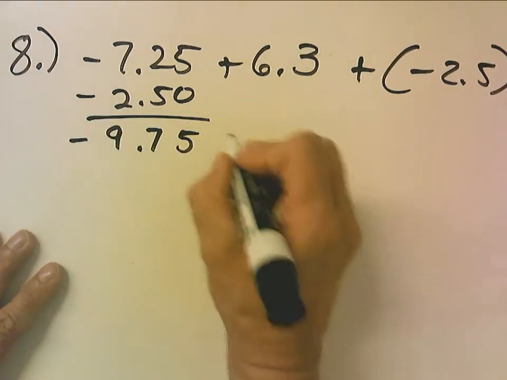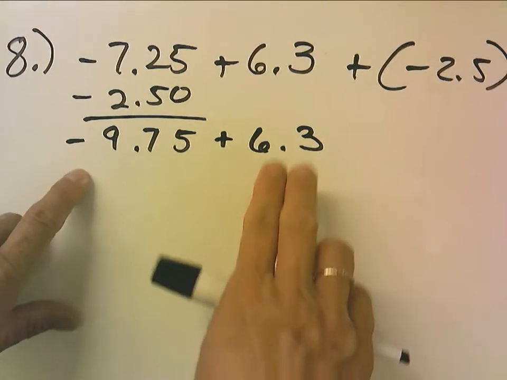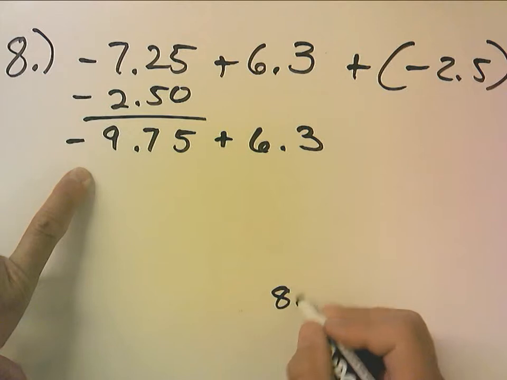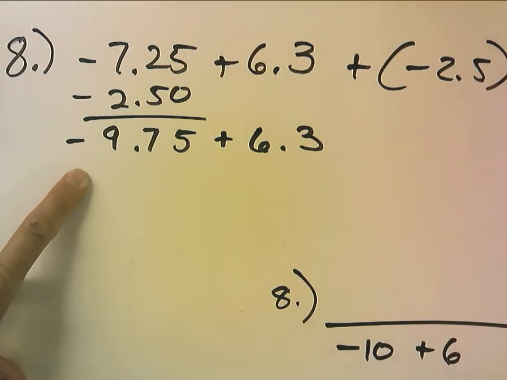I get negative 9.75 plus 6.3. When I add a negative and a positive, I say, who's going to win the war? Okay? So this is basically negative 10 plus 6. Who's going to win the war? The negatives. By how much? 4. How do I get 4? Because I did 10 minus 6.